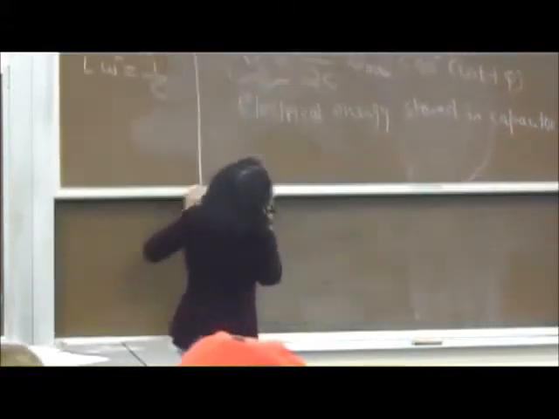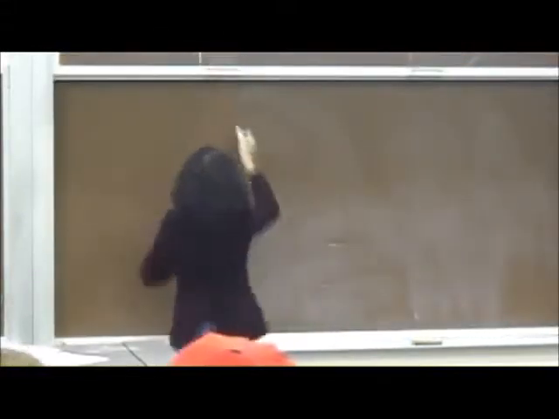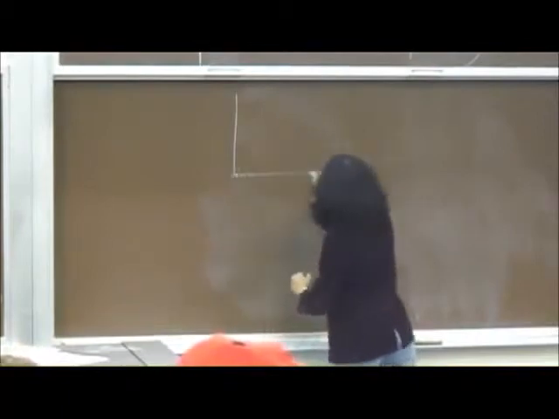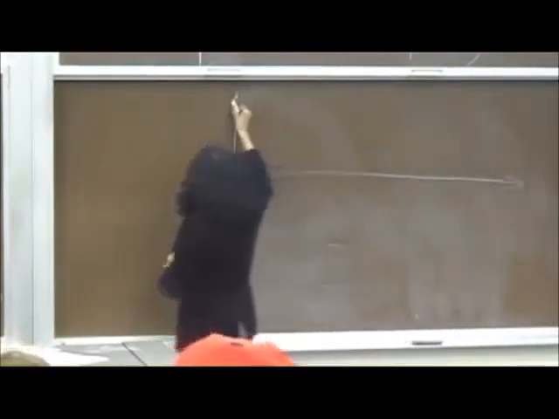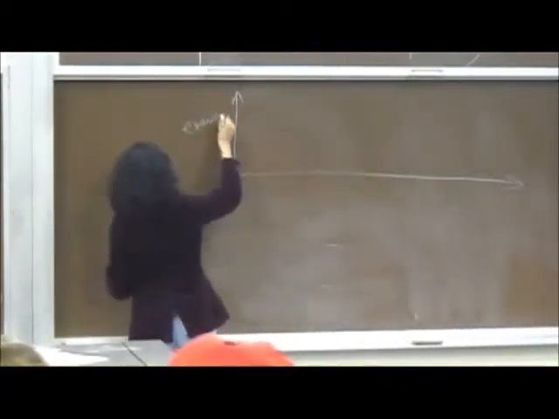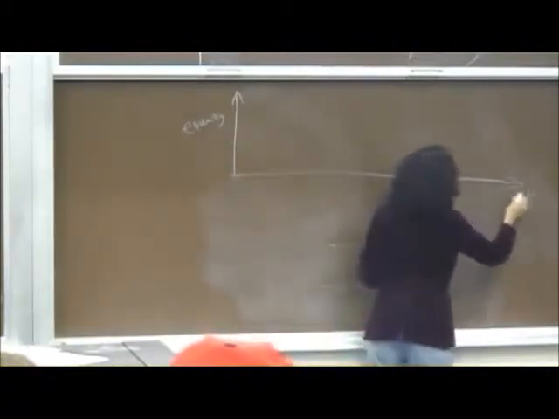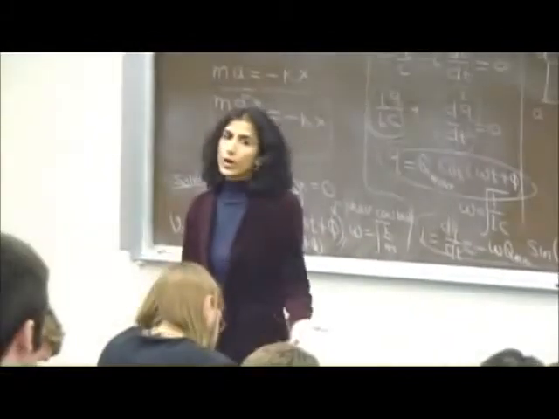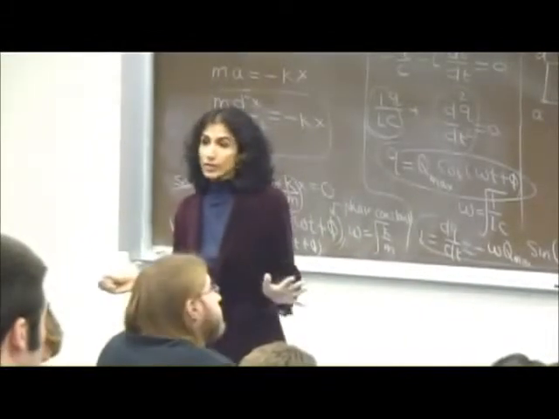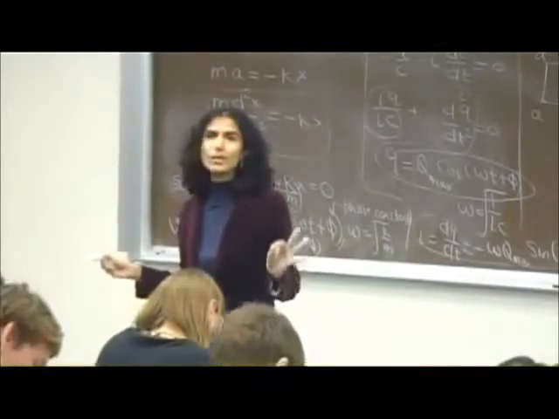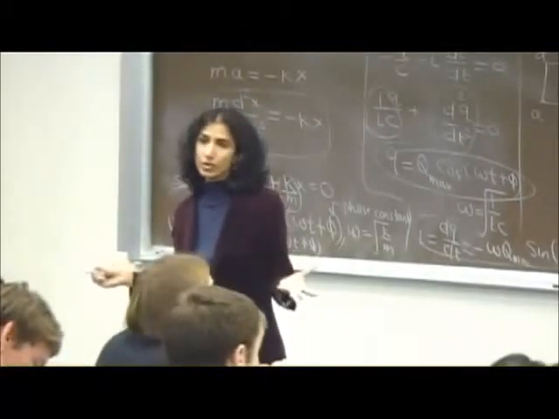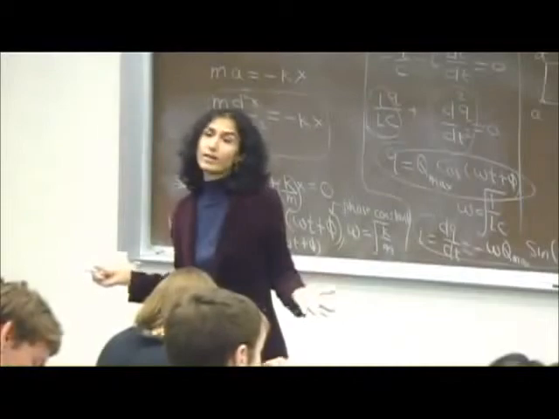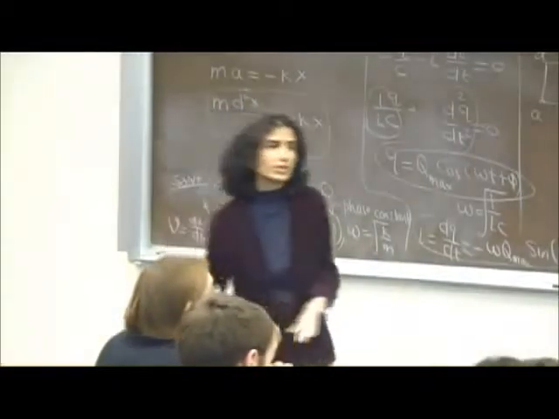Okay, so if we plot these energies, what will they look like, folks? Let's try to plot energy in this axis, and here we are going to plot time. Who wants to tell me what sine square omega t and cosine square omega t will look like? Do you know what is the maximum value of sine or cosine? 1. So sine square will never be more than 1. The maximum value of sine square will be 1, and the minimum value will be 0. The maximum value of cosine square is 1, and the minimum value is 0.